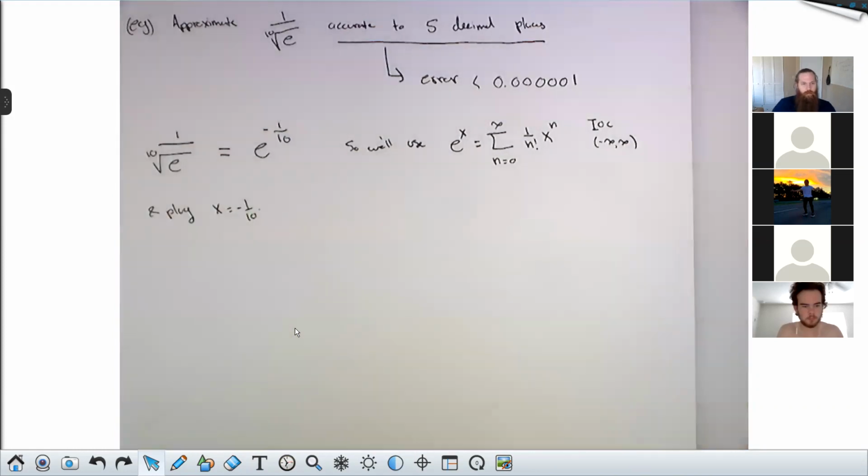All right, so do we understand the strategy? The number I want to approximate can be written as e to the negative 1/10. I know that the function e to the x can be written as this series, and that you can plug in whatever x values you want because the IOC is negative infinity to infinity. So if I plug negative 1/10 in for x in this series, I will get e to the negative 1/10, which is the number I want.